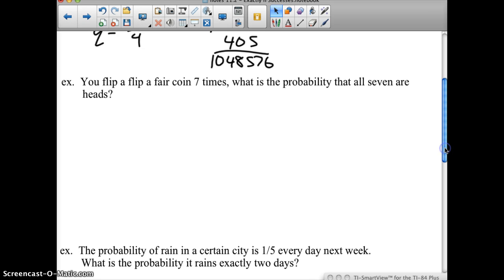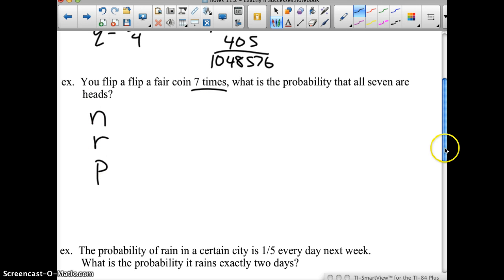All right, you flip a fair coin 7 times. What is the probability that all 7 are heads? So how many trials do I have? And n again is, remember, the number of trials, so that's 7. And I want to get all 7 heads. So we're going to consider it coming up as heads as a success. So I want 7 successes.